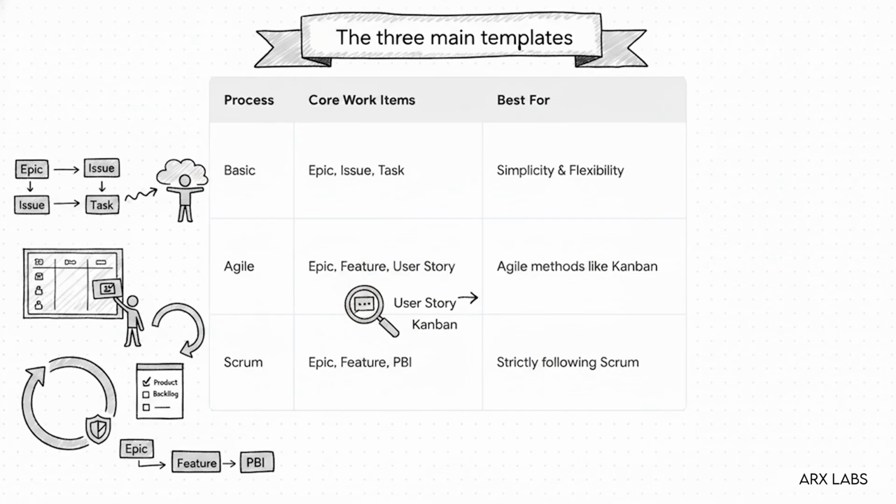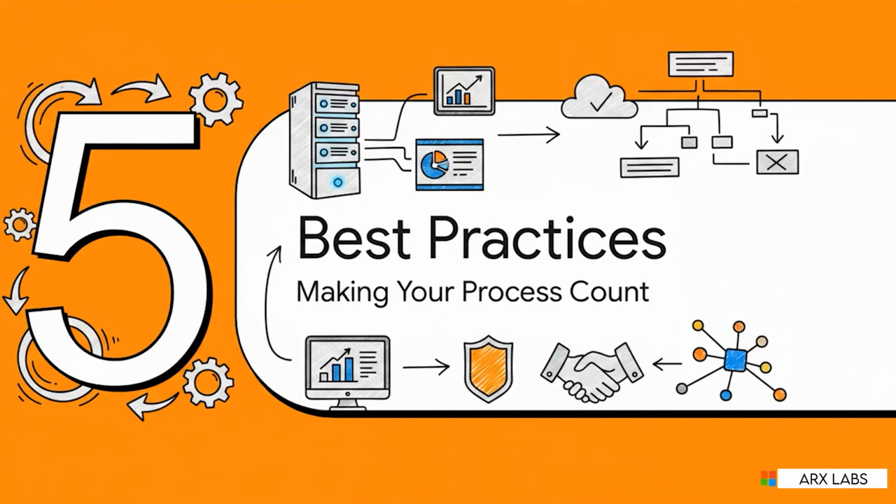Finally, you've got the Scrum template. This is the most structured one. It uses product backlog items, or PBIs, instead of user stories, and it's built for teams that live and breathe the Scrum framework. The right choice here really depends on how disciplined and formal your team wants to be. Choosing a template is just step one. To really make it sing, you have to use it well.